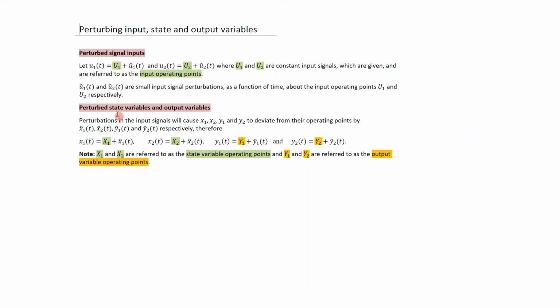So now we look at perturbed state variables and output variables. In this case, x1 is perturbed, so this will be the steady state value of x plus a small perturbation. Similarly for x2, y1, and y2. So this is the first step, basically, towards deriving a small signal model. Basically, the steady state value plus a perturbation.